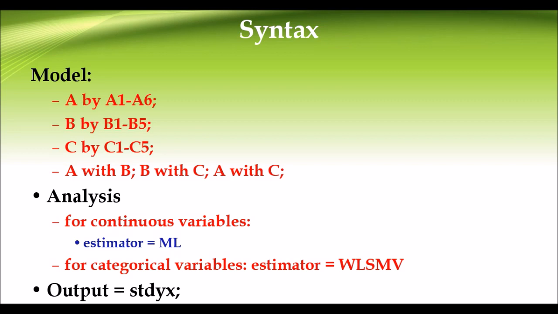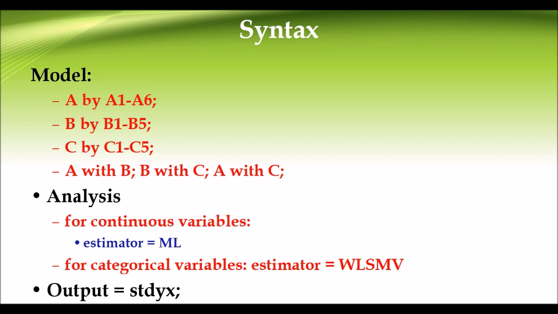Then write model colon. Here, those variables, you have to arrange them by constructs. For example, A1 to A6. These variables will represent the construct A. So I will write them as A by A1 dash A6. I can also write it like A by A1 space A2 space A3 space A4 space A5 space A6. Then similar treatment I have to give to construct B and C and all other constructs.